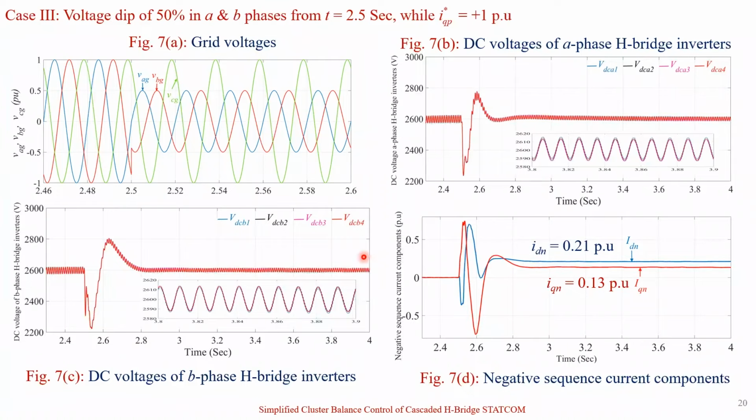Case 3, voltage dip of 50% in the A and B phases. In this case, the grid voltages are balanced until t equals 2.5 seconds. From t equals 2.5 seconds, the voltages of A and B phases fall to 0.5 per unit as shown in figure 7a. Figure 7b shows the DC voltages of A phase H-bridge inverters, and figure 7c shows the DC voltages of B phase H-bridge inverters. Figure 7d shows the response of negative sequence current components. In the steady state, it is observed that IDN equals 0.21 per unit, and IQN equals 0.13 per unit.